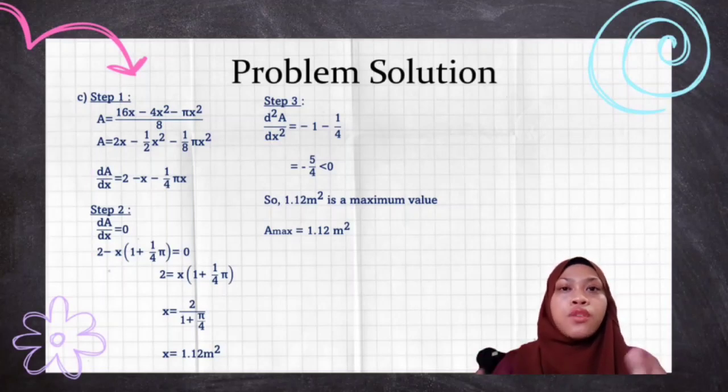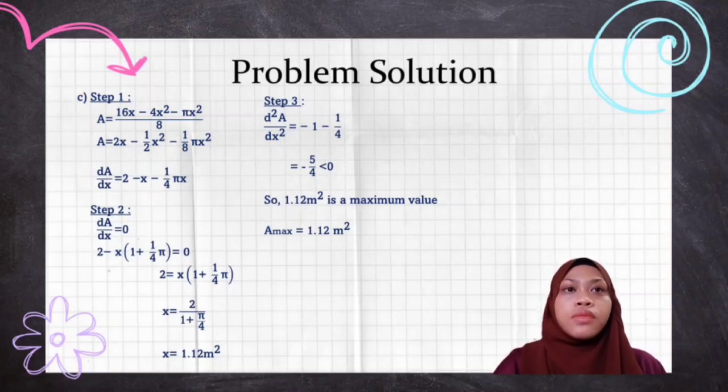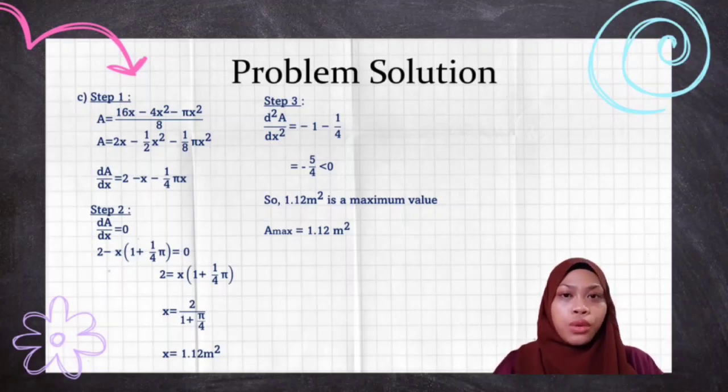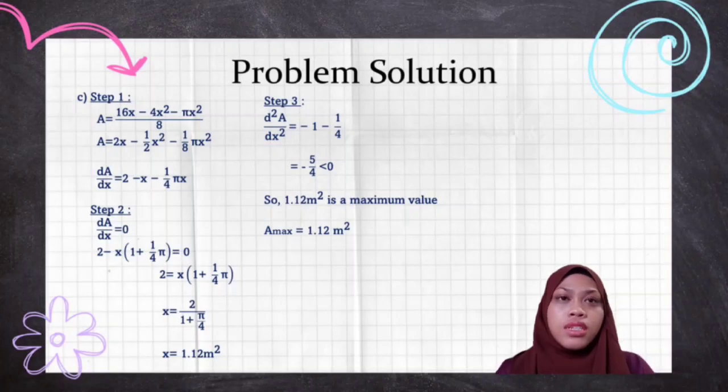Then bring the negative x in the bracket 1 plus 1 quarter pi to the right side. As we know, we are finding the value of x, so bringing the 1 plus 1 quarter pi to the left side, it will turn to 2 divided by 1 plus 1 quarter pi. Then use the calculator to find the answer. The answer that we got is x equal to 1.12 meter, and that will be the width of the window.